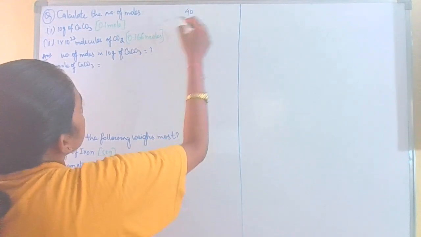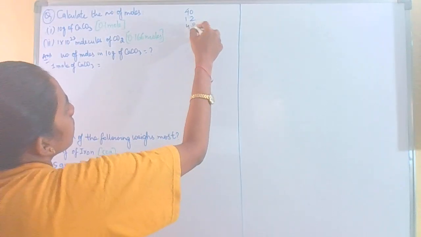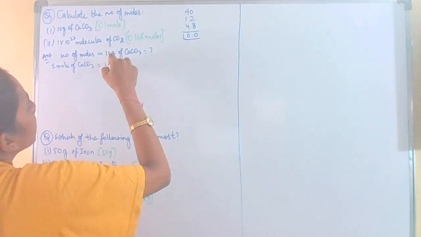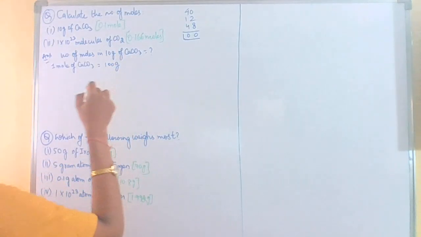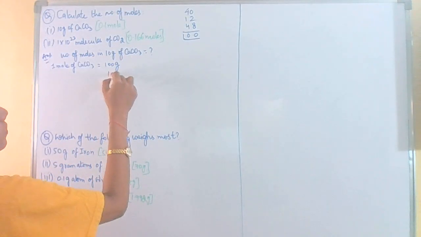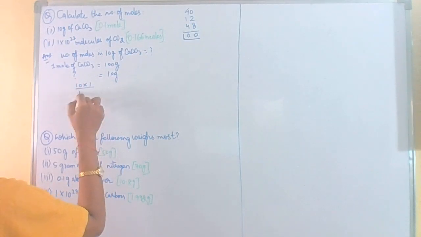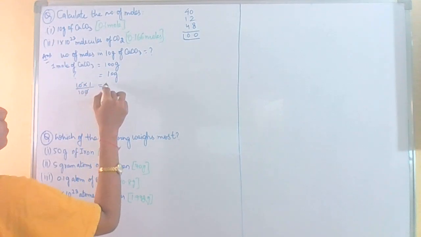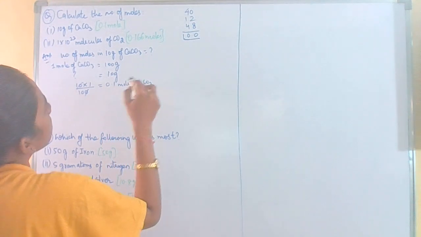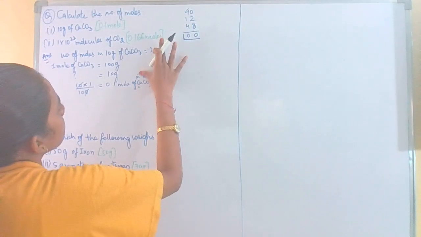Calcium is 40, carbon 12, 3 oxygen atoms, 16 into 3, 48. So you'll be getting 100 grams. Okay. So for 1 mole of CaCO3 it is equal to 100 grams. Then for 10 grams it is equal to how much? 10 into 1 by 100, which is equal to 0.1 mole of CaCO3 in 10 grams of CaCO3. Okay.